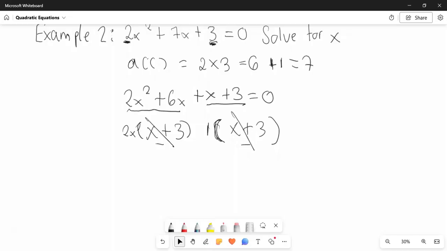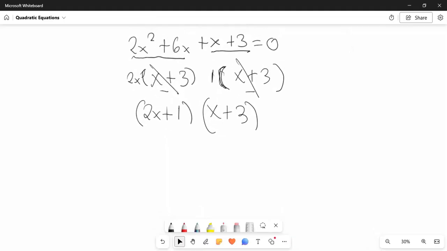Now, as our final step, we make two brackets, but we take what's outside the bracket first and include it in our first bracket. So it's (2x plus 1) and (x plus 3). Since x plus 3 is common, we include it in our second bracket. We already know that one value of x is -3, because we just change the root to become a negative root. So x is equal to -3.